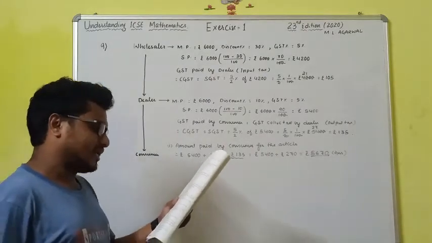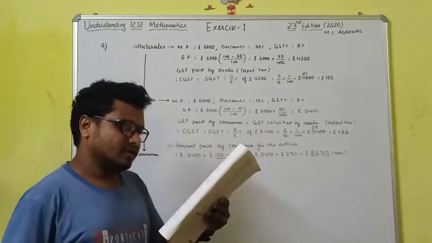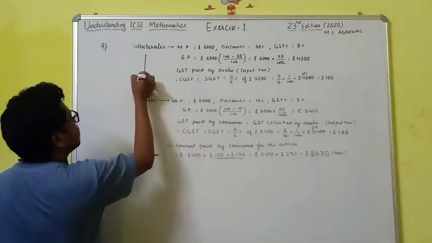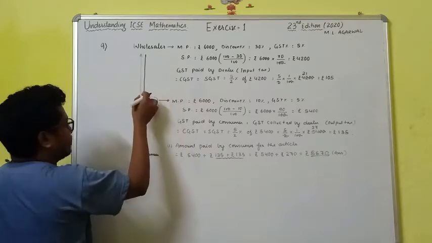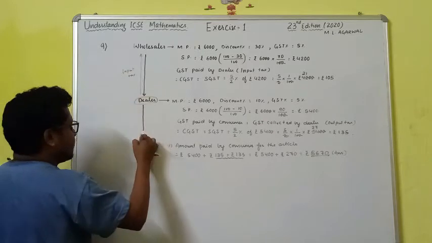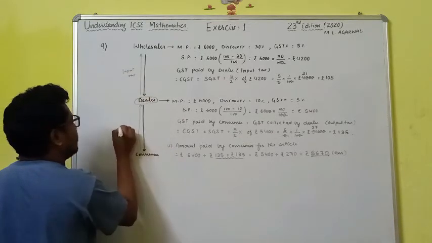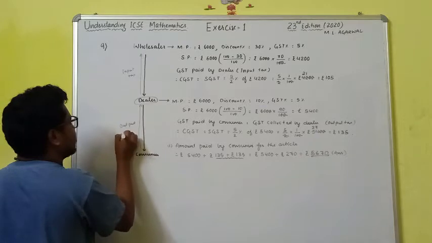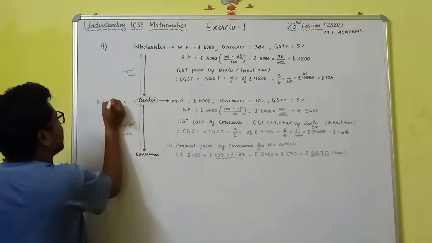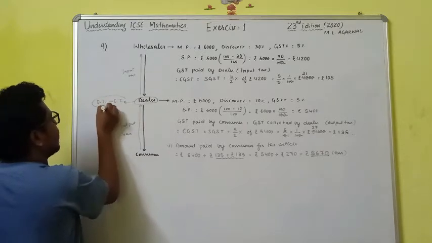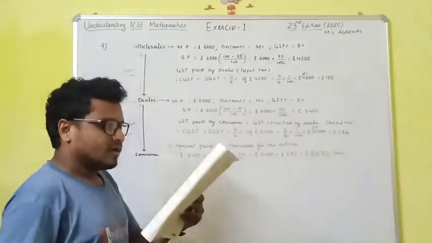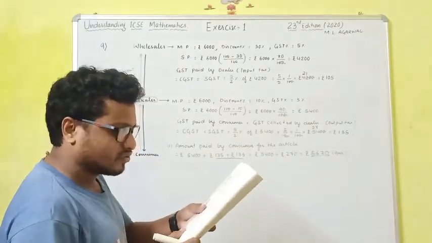The next, bit 2: the amount of tax paid by the dealer to the state government. Here the dealer is the middle one. So the amount of tax paid to the wholesaler will be input tax, and the amount of tax collected by the dealer will be your output tax. If you subtract input tax from output tax, then you call it the GST paid to government.